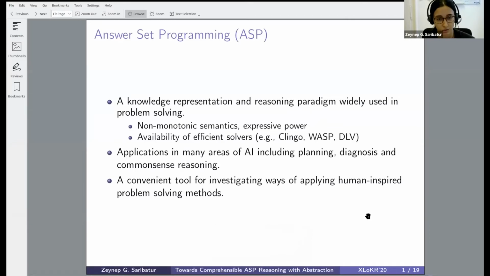Answer set programming is a knowledge representation and reasoning paradigm. It's widely used in problem solving, and thanks to its non-monotonic semantics and expressive power, there are many application areas for it, and there are quite efficient solvers out there, which makes application of ASP to many different areas of AI very easy, including planning, diagnosis, and also common sense reasoning. So I think that's why ASP is a convenient tool for investigating ways of applying human-inspired problem-solving methods.